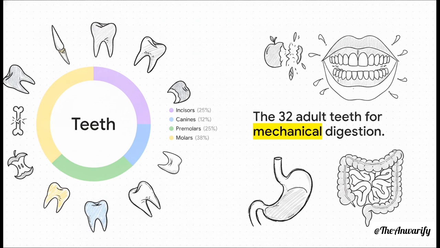Let's start right at the lips. Inside your mouth, humans typically have 32 adult teeth, heavily specialized for mechanical digestion. You've got 8 incisors at the front, flanked by 4 sharp canines. These are your cutting and biting tools, perfect for piercing and tearing into food. Moving back, you have 8 premolars and 12 mighty molars. These are your heavy-duty grinders and crushers. Working together, they mechanically pulverize your meal, significantly increasing the surface area for enzymes to act upon later.